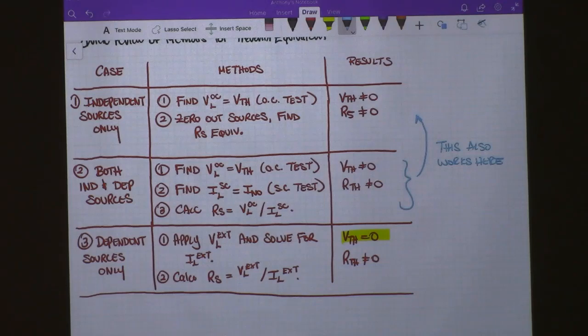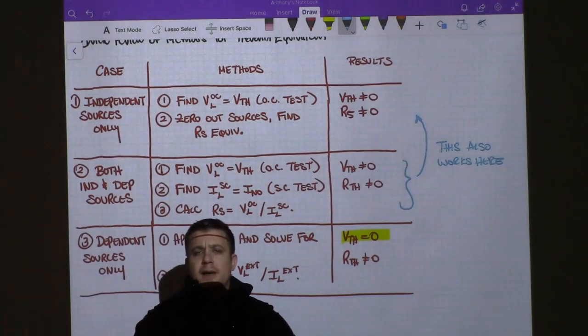Now, one thing that I want to state is that this method also works for the first case. The open circuit and short circuit thing also works for the cases where there's independent sources only. We didn't do it that way, but. All right, so I think that's the end of chapter 5.